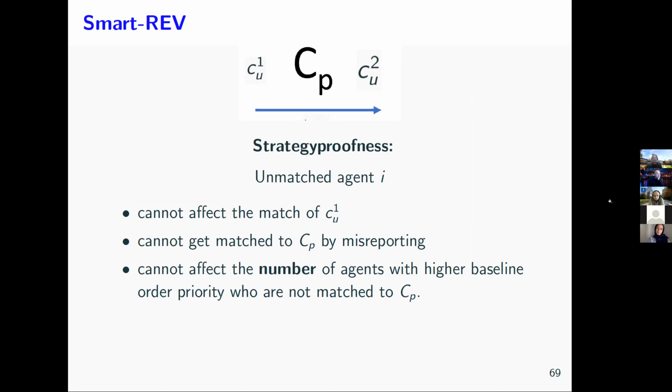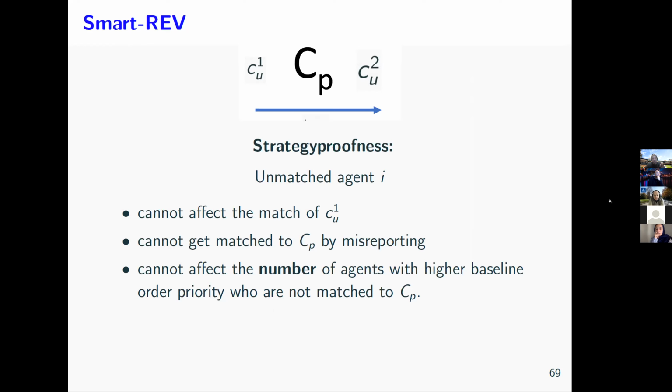Secondly, just because the rev rule, which is called in the smart rev algorithm, is strategy proof, by that fact, we know that an agent cannot be matched to any preferential category by misreporting.